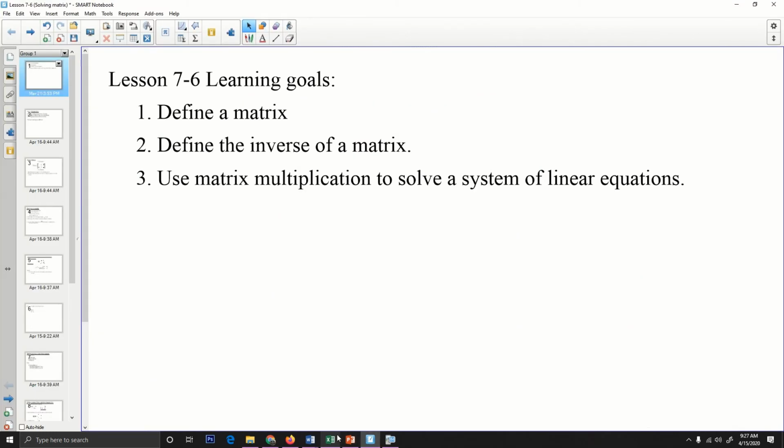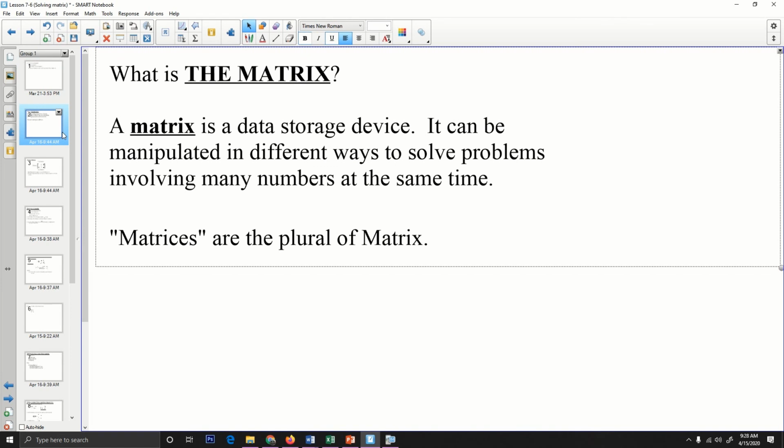Let's get to it. Today we're going to define a matrix, we're going to find the inverse of a matrix, and then we're going to use matrix multiplication to solve systems of linear equations. So first, what is a matrix? A matrix is a data storage device that can be manipulated in different ways to solve problems involving many numbers at the same time. Matrices is the plural of matrix.